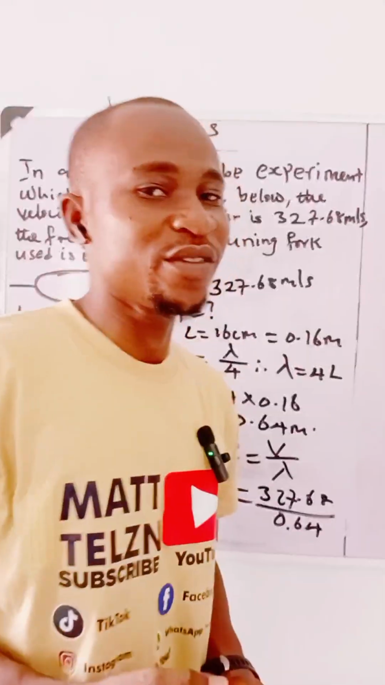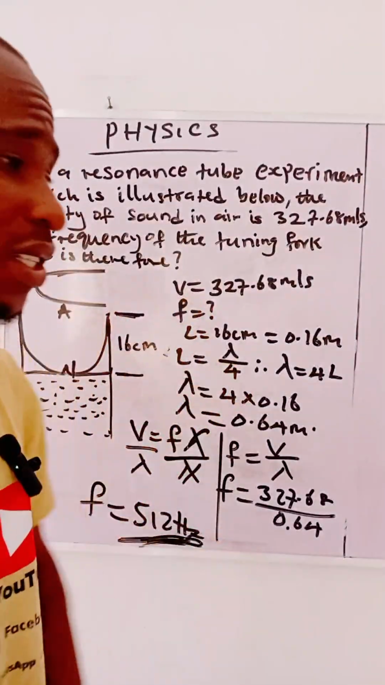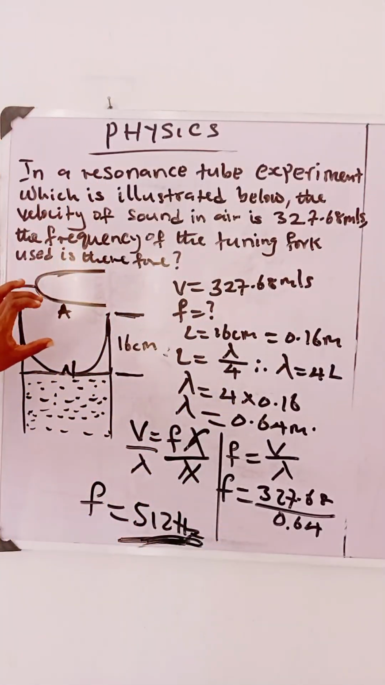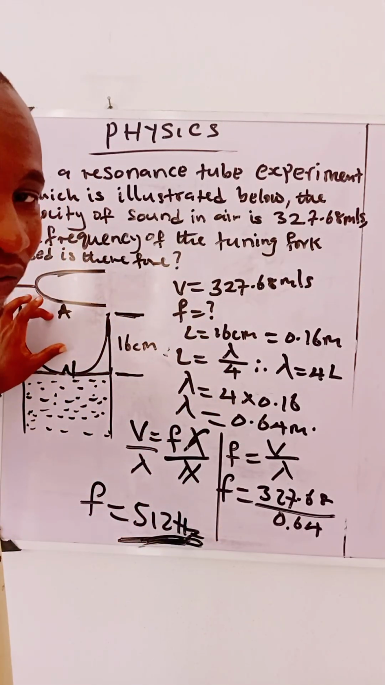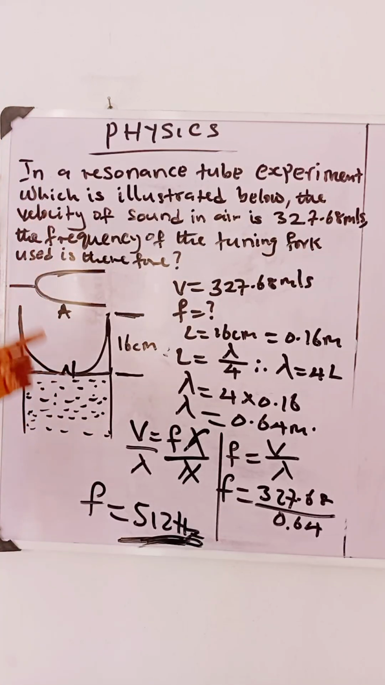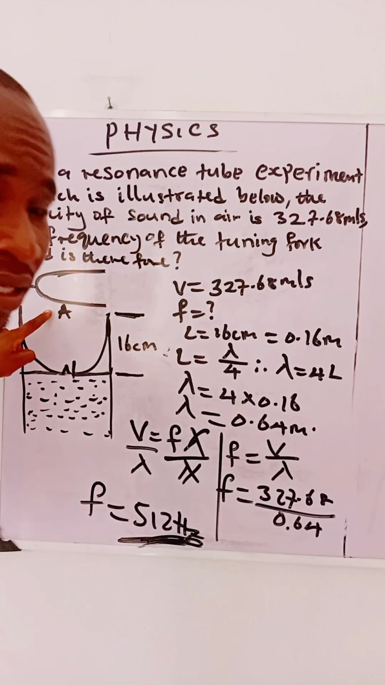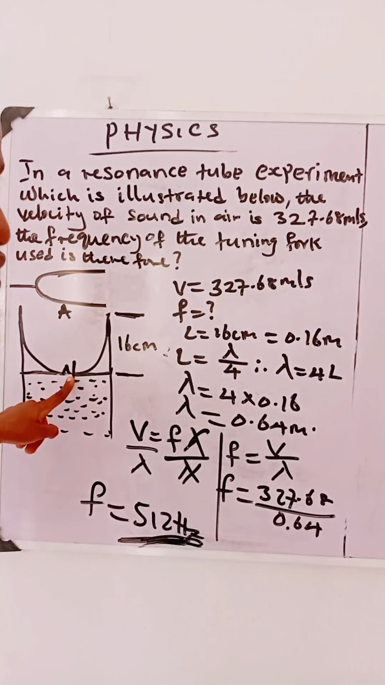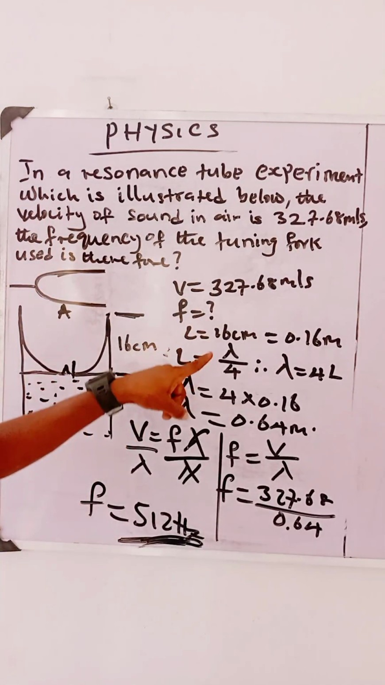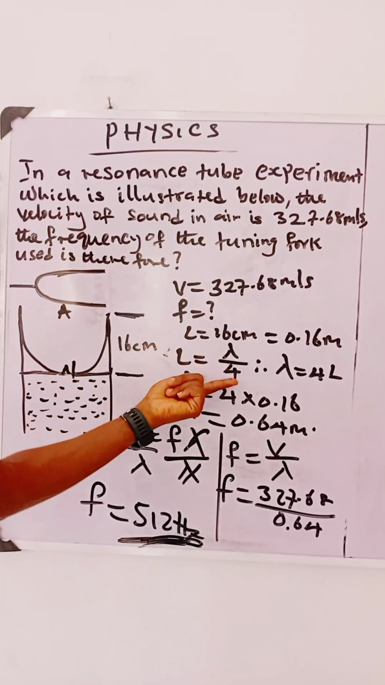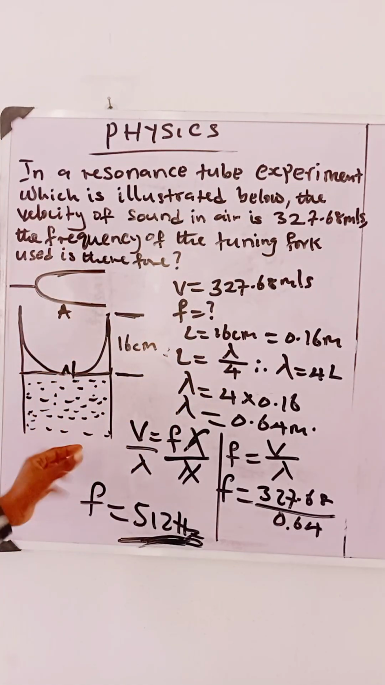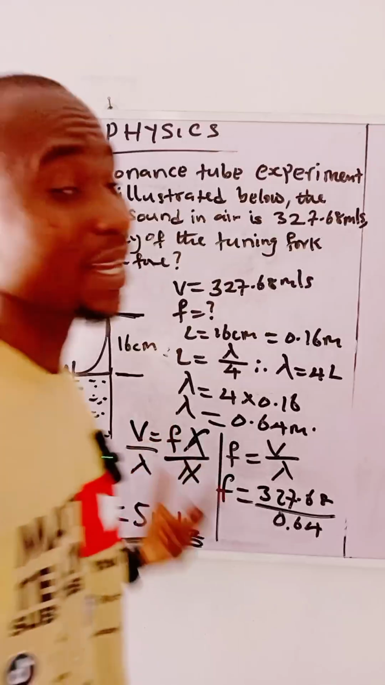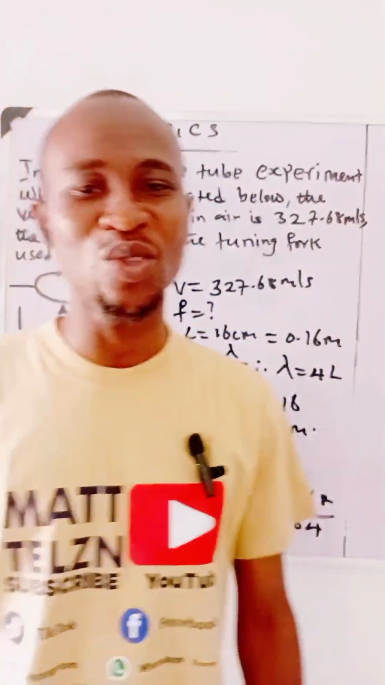See, very simple. All you need to know is how to identify your L from the given diagram. Just know that the distance from the open space to the closed space, where the open space is your antinode and the closed space is your node, is lambda over 4. You may have plenty of them, so you pick one after the other, like in the next one that I'm going to solve.